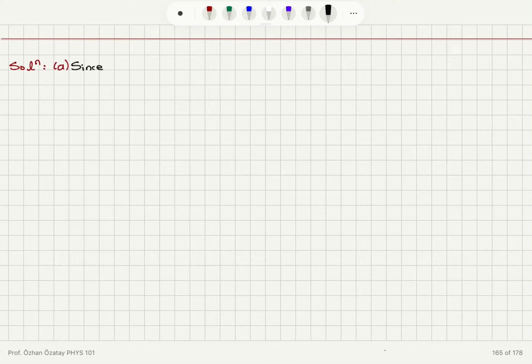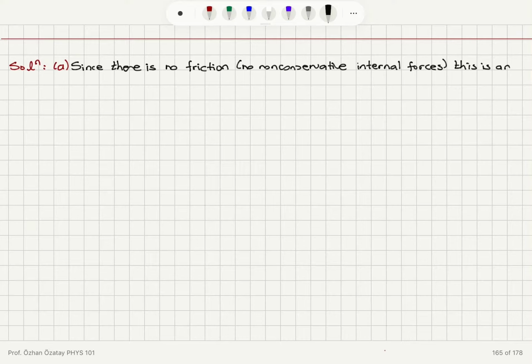Since there is no friction, we have no non-conservative internal forces acting on this system of two masses. This is an elastic collision.